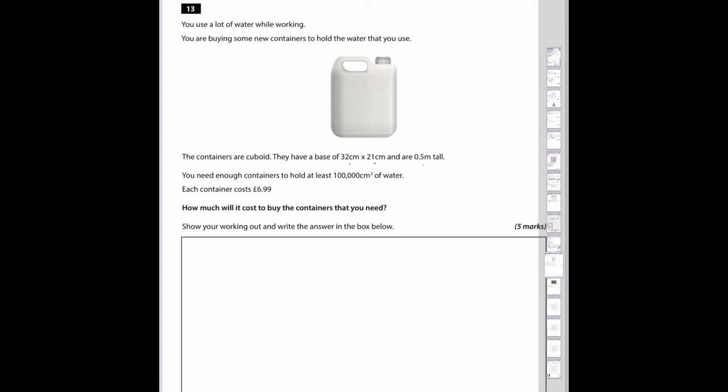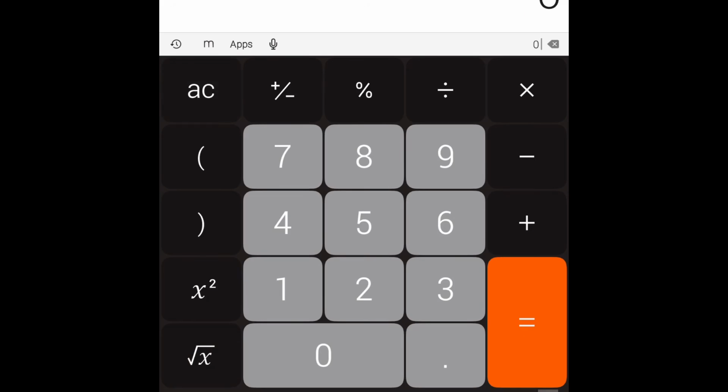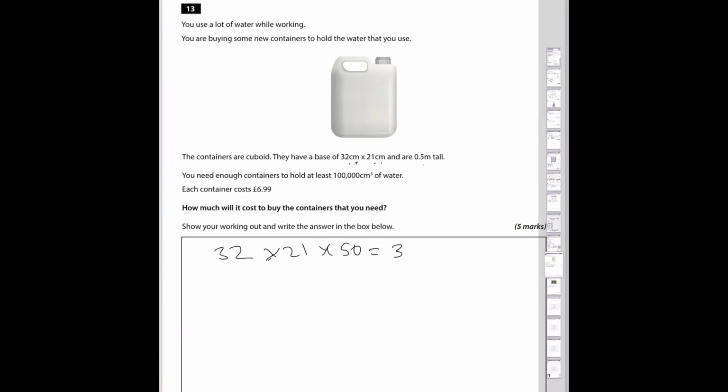To work out the volume, because it is a cubed measurement, we need 3 measurements. So we've got 32 times 21. Now let's change that because these are in centimetres. Let's make this 0.5 into centimetres as well. So that's going to be 50. So we work out 32 times 21 times 50, which is 33,600. That's how much each one of those will hold.